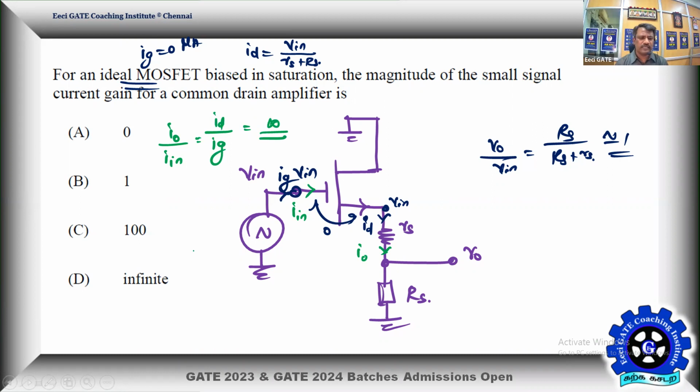We can go with infinity. So the best possible answer for this problem is the magnitude of the small signal current gain for a common drain amplifier is infinity. That's the correct answer. Very simple problem for 1 mark.